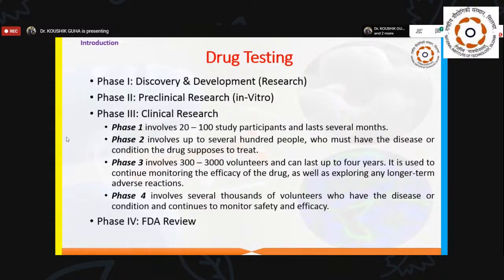Drug testing, we have seen there are a lot of phases in the drugs: phase one discovery and development, phase two preclinical research, phase three clinical research. Even in phase one, two, three, four, there are a lot of phases involved. So it is not a one day or 2 day matter, and it has to be applied to a large population, and then it is found suitable. Then you can propose that this drug is good for this type of kidney disease.